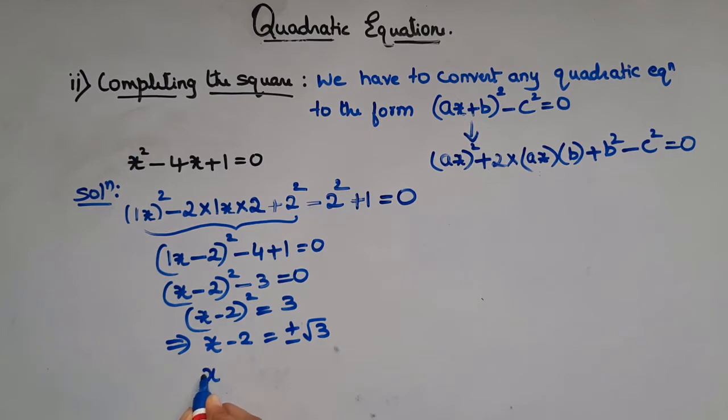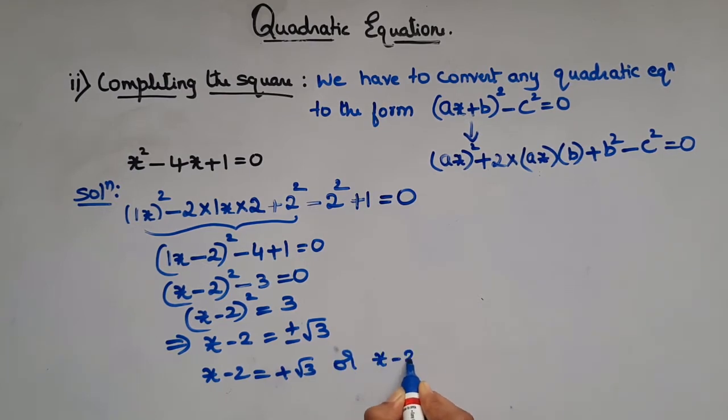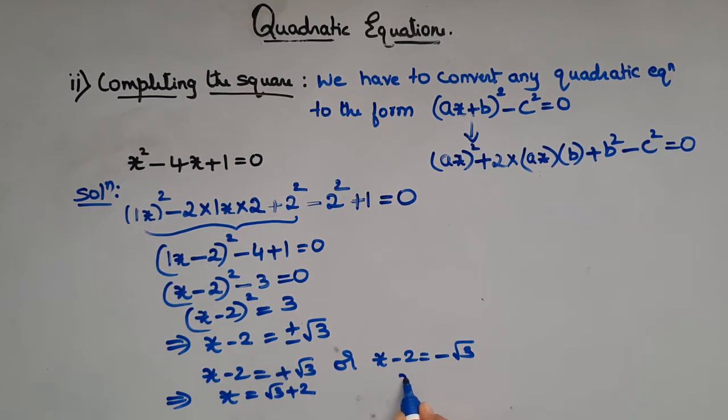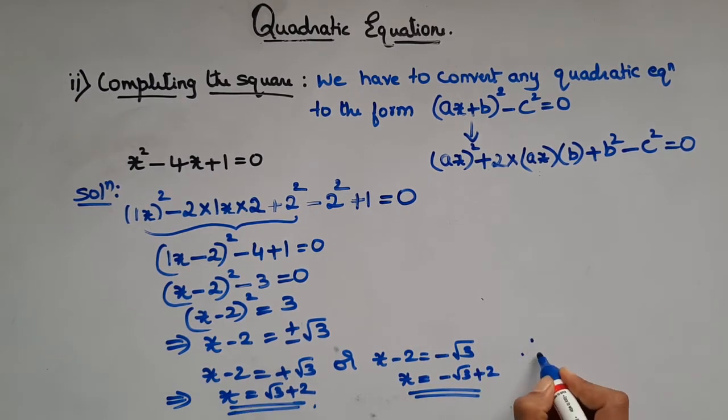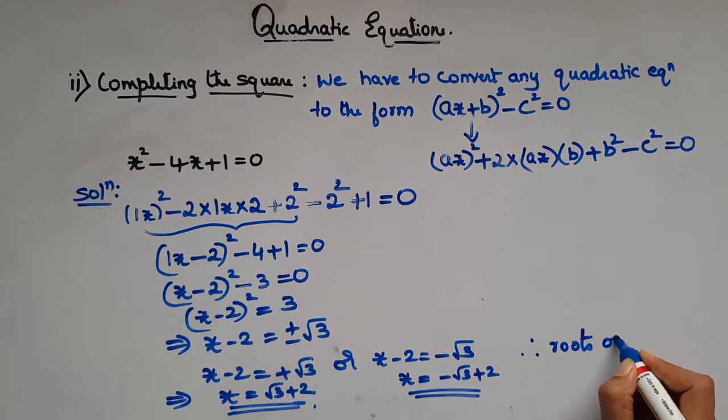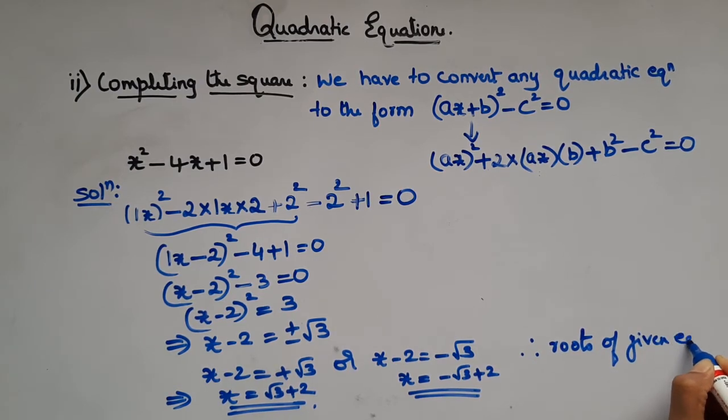So we have x minus 2 is equal to plus root 3 or x minus 2 is equal to minus root 3, which implies x is equal to root 3 plus 2. In this case, x is equal to minus root 3 plus 2. Therefore, the roots of the given equation are root 3 plus 2 and 2 minus root 3.